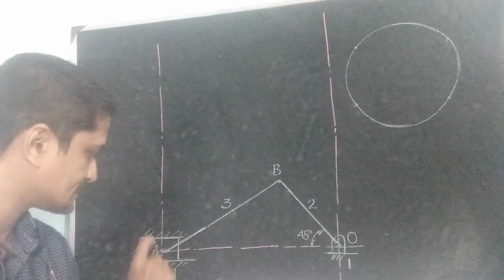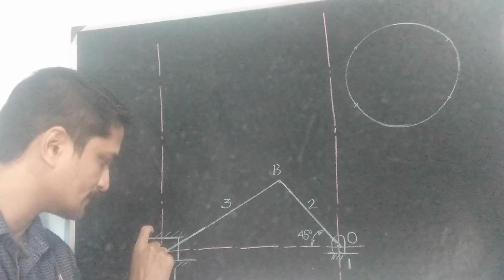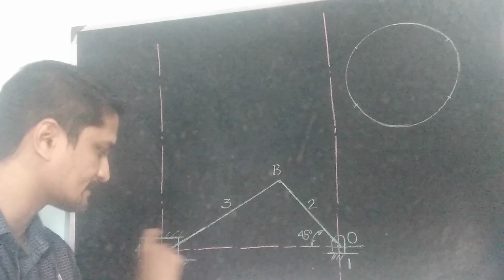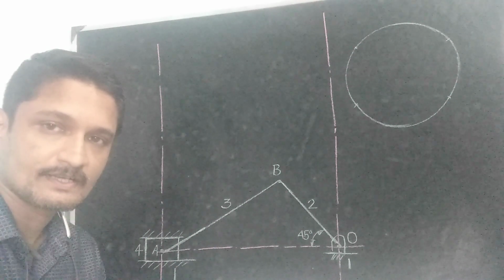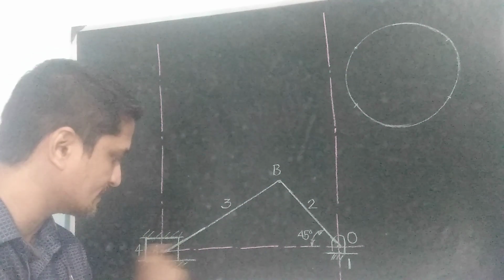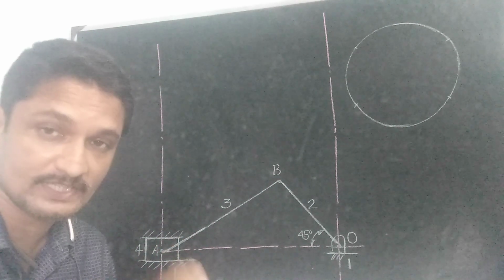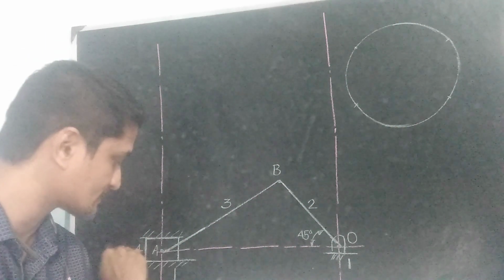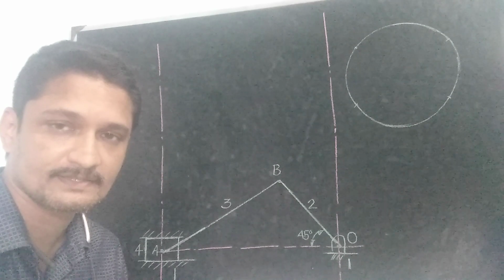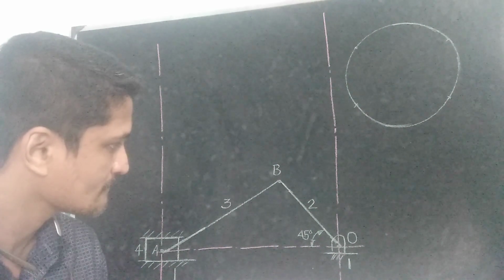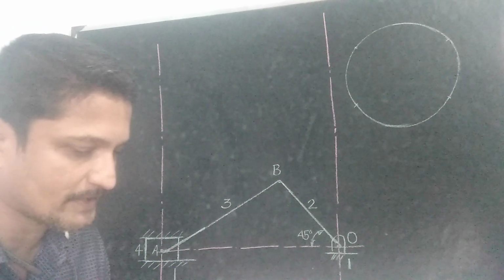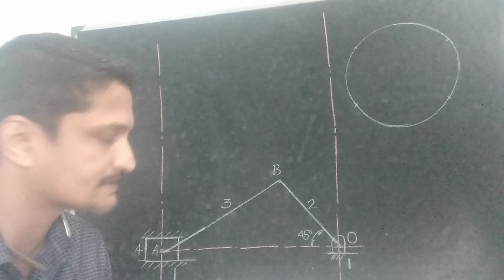Here we know that the motion of the slider is a constrained motion. The slider can only move in the horizontal direction, so the direction of velocity of the slider is always horizontal. That's a constrained motion. Then first we have to find the instantaneous centers.